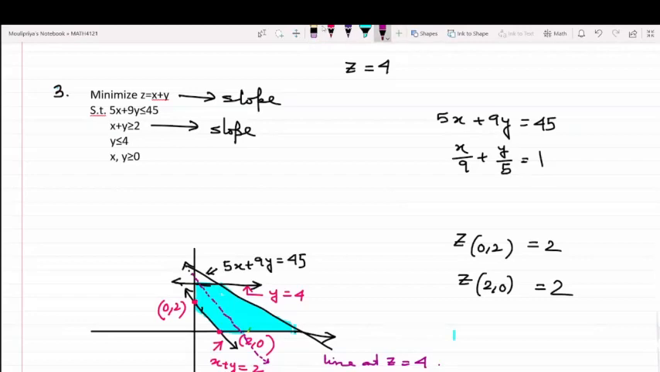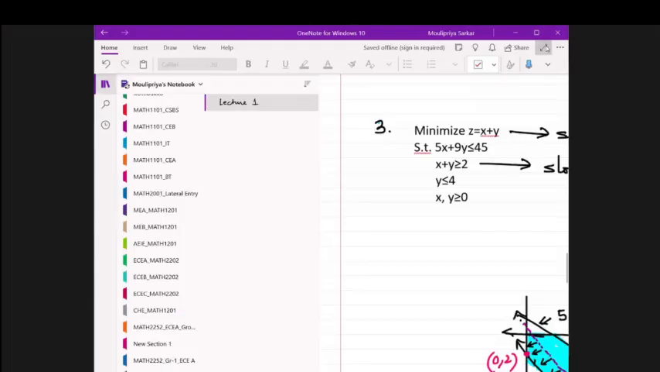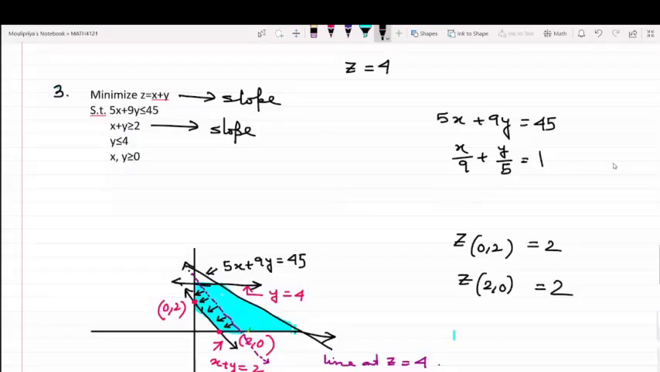Now, this being a minimization type of problem, we would be trying to move this line towards the origin. Correct? And since the slopes of the two lines are the same, a point will come where this line will definitely coincide with the line x plus y equal to 2. Am I correct?